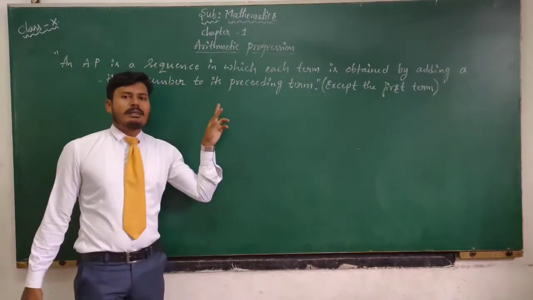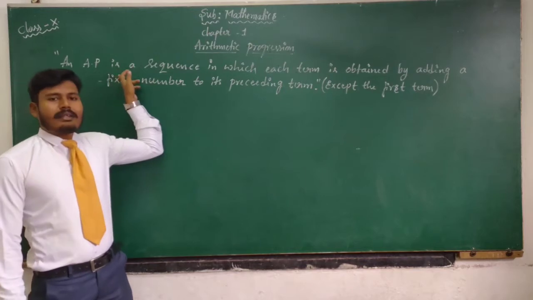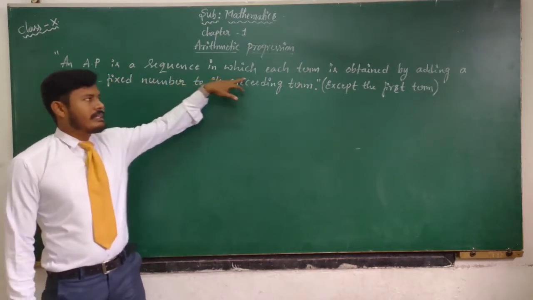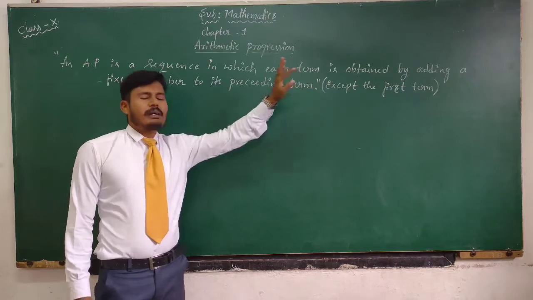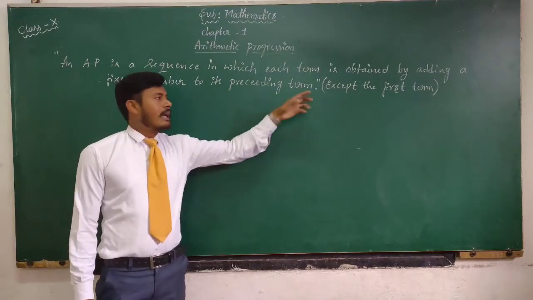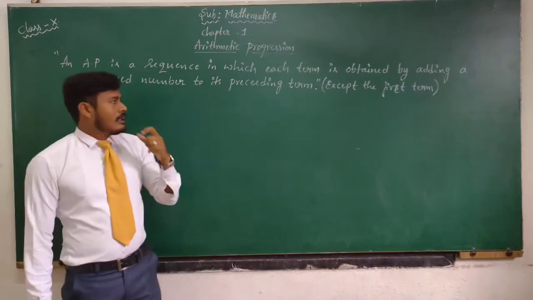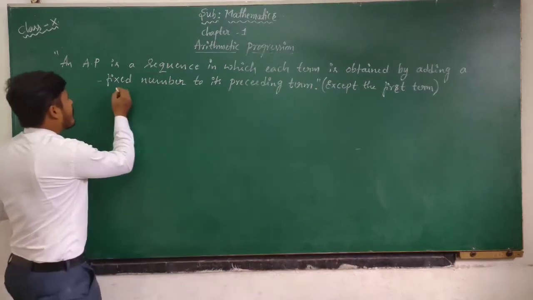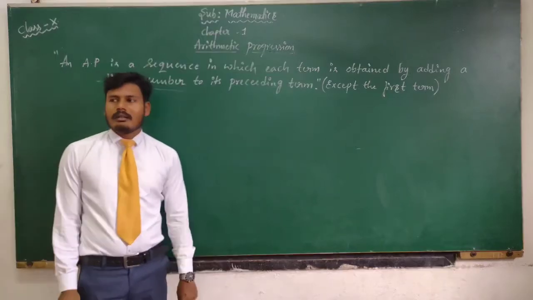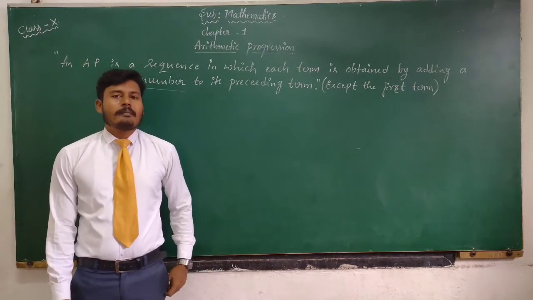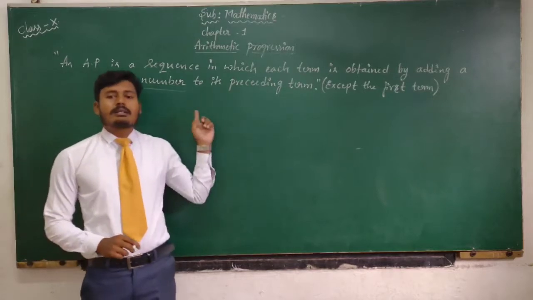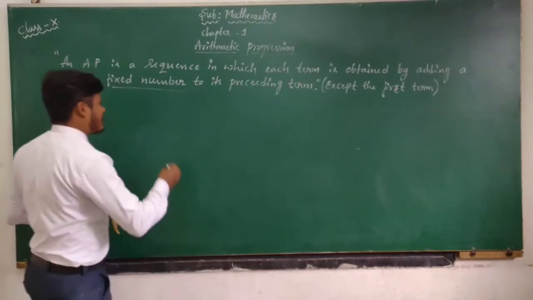An arithmetic progression, or AP, is a sequence in which each term is obtained by adding a fixed number to its preceding term, except the first term. Now, what is this fixed number? In an arithmetic progression, the fixed number is also called the common difference.